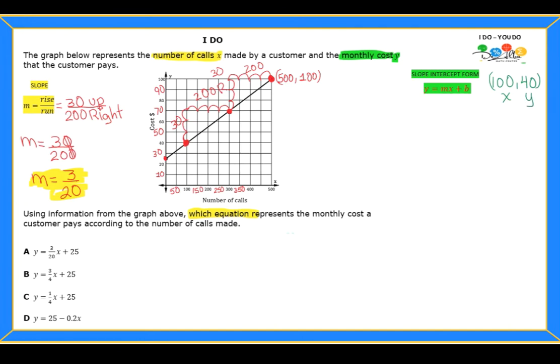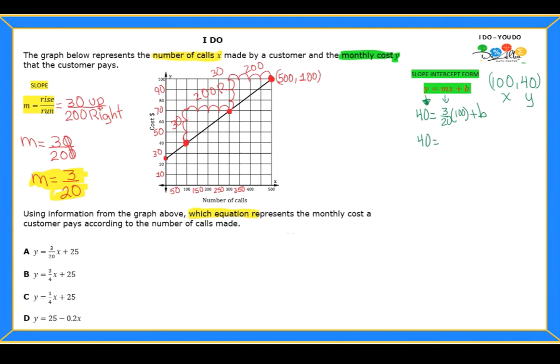Okay, so let's replace the values. The y value will become a 40. The m is my 3 over 20. And I'm going to multiply that by the x value, which is 100. And of course, I'm going to add the plus b. Okay? Questions so far? Awesome. Let's go on.